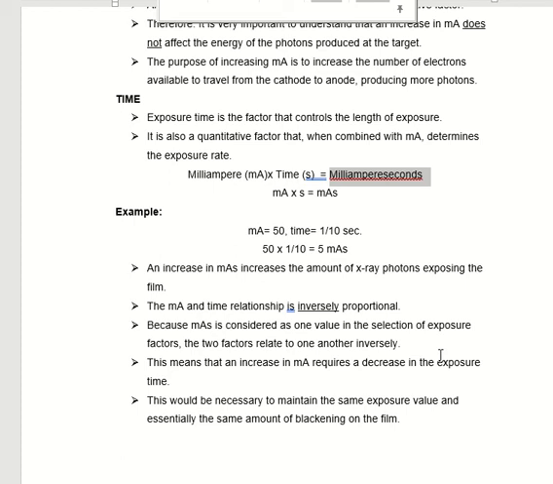So why is it that when you increase the mA, you need to decrease the time, or vice versa? This is to ensure that you will still have acceptable optical density. Because again, just like what we have discussed before, the mAs controls the optical density and they are directly related. When you increase the mAs, you will also have an increased optical density. Okay?